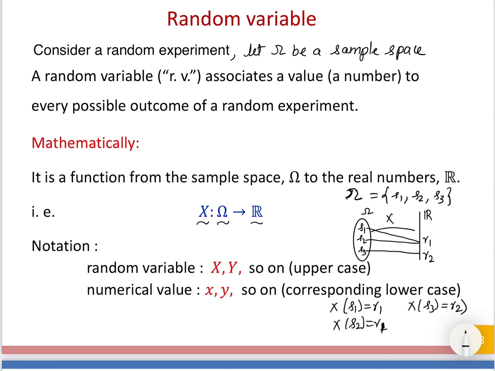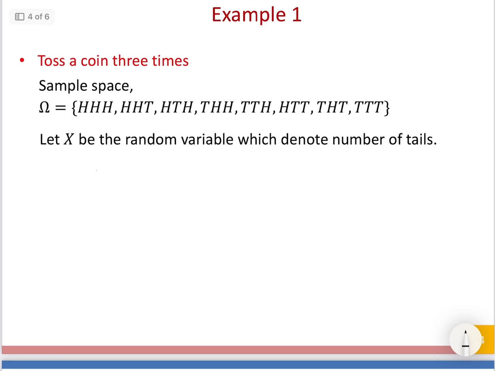And it's clear that the image of omega under X has only two elements. One is r1, the other one is r2. Therefore, we can say that the random variable X has two elements. We write it as something like this: r1, r2. Now let us consider an example.